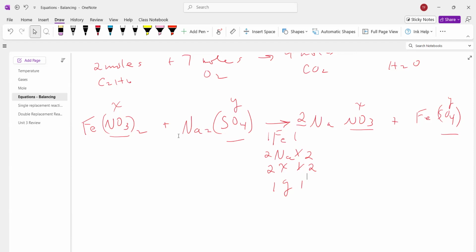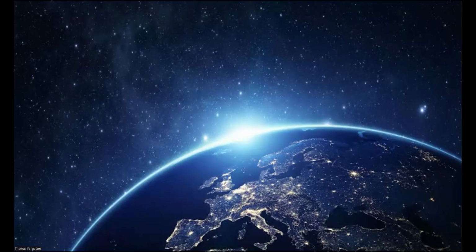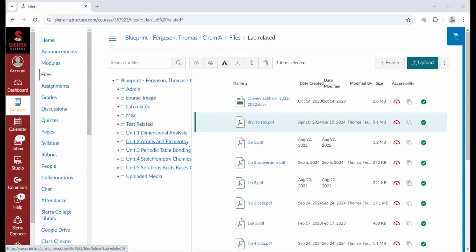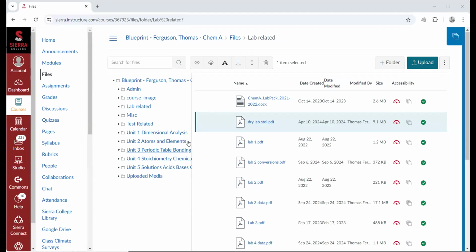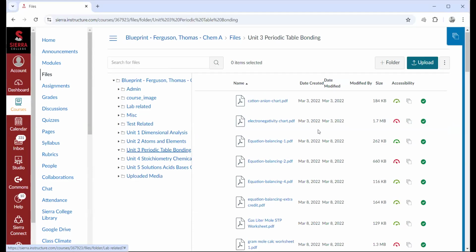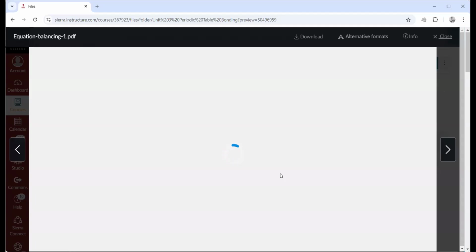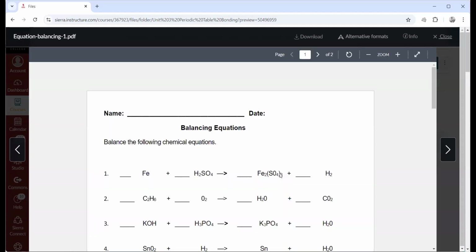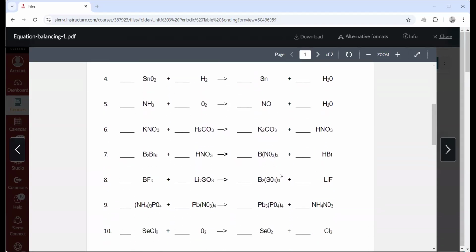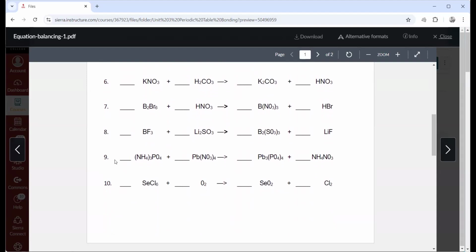If you've never done this before, and the way I teach this class I'm assuming no one's had this before. If you've had it before, that's fine. But if you've never seen this before, it's crucial that you do a bunch of problems. And if you go to Canvas files, here are all the worksheets on balancing equations. Lots of practice.